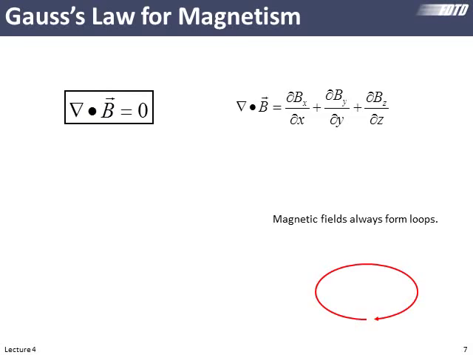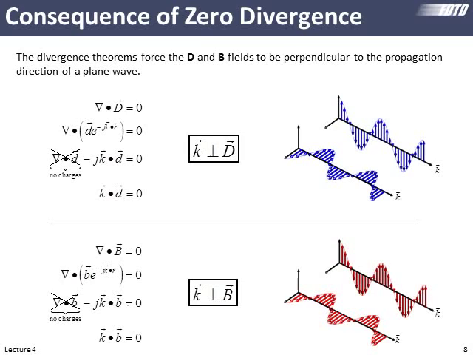There's another consequence of having zero divergence. If we have a plane wave traveling through some material, and we have del dot D, and then we plug in an equation for a plane wave where it has some polarization and it propagates according to e to the minus jk dot r, and we work through the math, what we see is that the direction of the wave and the polarization of the D field, the dot product is zero. So that means K and D are orthogonal to each other. And by a similar line of reasoning, K, the direction of the wave, and B are also orthogonal.